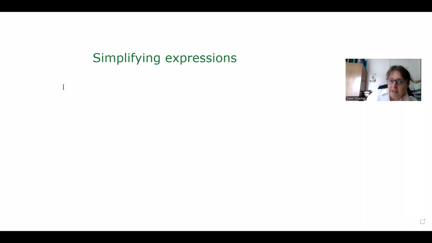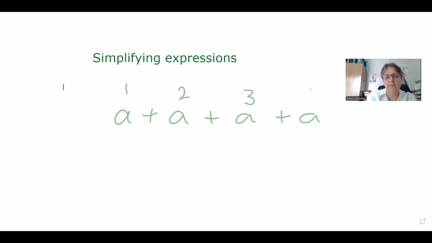Hello, so simplifying expressions is probably an awful lot easier than you would imagine. So for example, if we had a plus a plus a plus a, I have one A, I have another A, I have a third A, I have a fourth A. So my answer is literally just 4A. And in that respect, it's as easy as that.